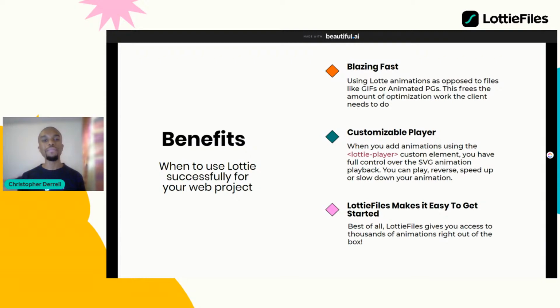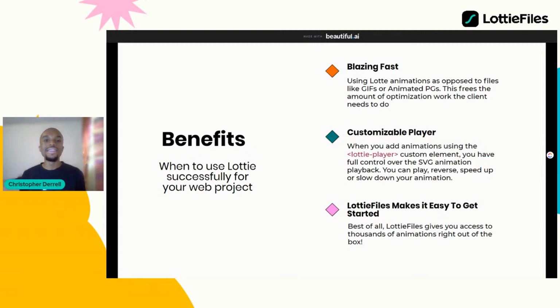Some of the benefits of using Lottie animations from LottieFiles are that they're blazing fast. In general, when you use a Lottie animation, you're already way above where you would be if you use a GIF or you use a PNG. Because what's happening now is you're rendering a vector animation. You have something that's an SVG that's actually moving.